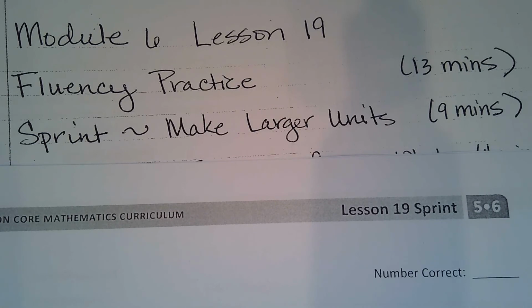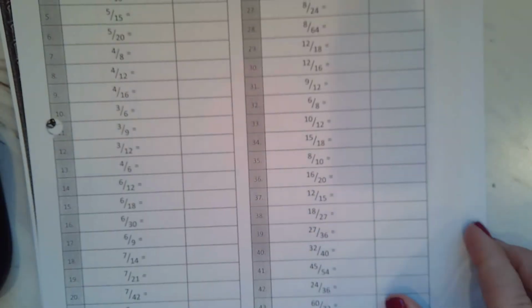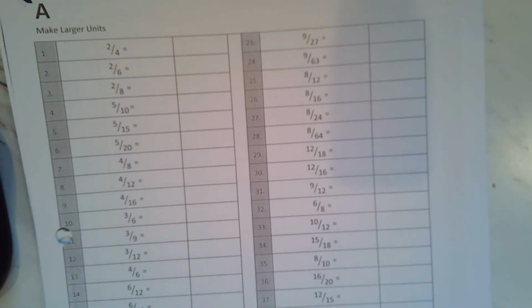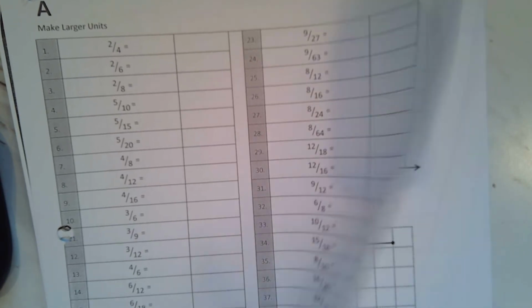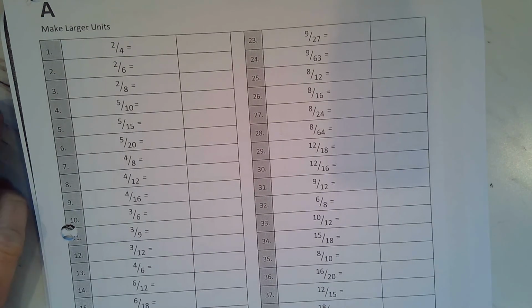So we're going to start off with a sprint. Yes, we are. And our sprint goes with our fluency that we've been practicing for the last week. It's making larger units, so it is simplifying fractions to make larger units. So as we simplify them, we're actually making a larger unit. So get your problem set packet out that has your fluency stapled right on top. Get a pencil and get ready. I'll give you a second to get ready.